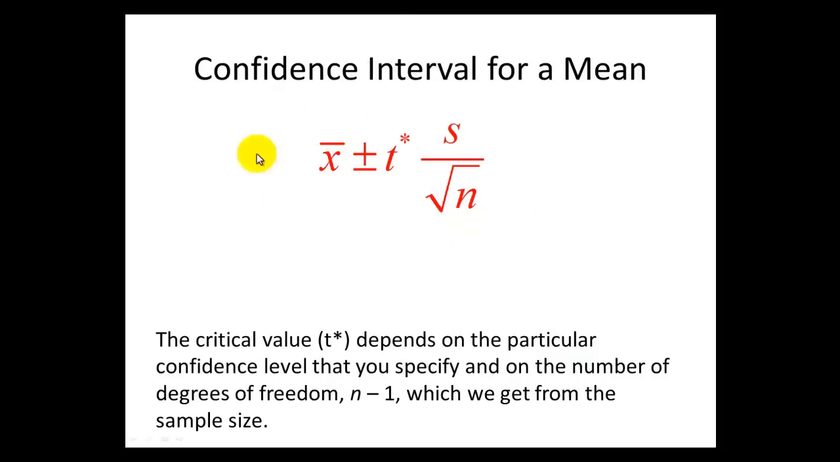The confidence interval for a mean is given by this formula in red. Our point estimate plus or minus t star times s divided by the square root of n. T star this time, not z star. Now our critical value t star will be from the t-distribution, and it's going to depend on a particular confidence level and also on the number of degrees of freedom. Now we can get our degrees of freedom by taking 1 away from n, or we like to say n minus 1. What does little n stand for? Sample size, that's right. So it's 1 less than our sample size.